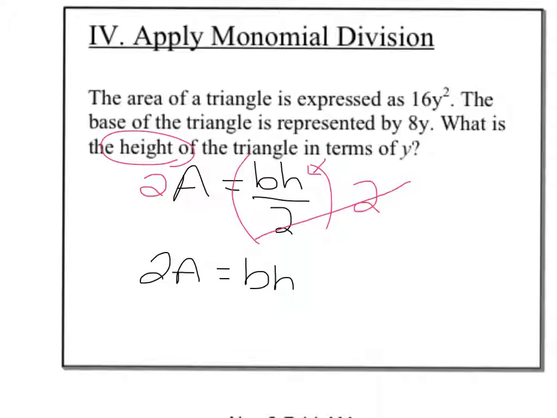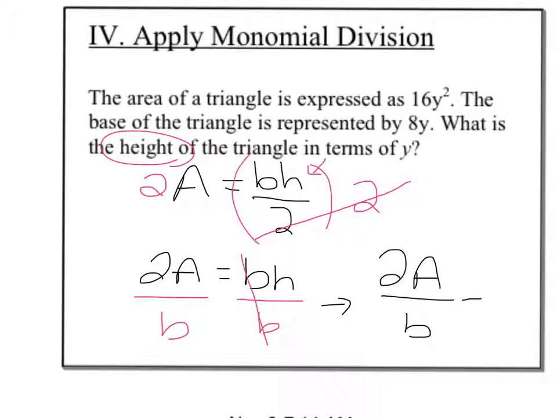Then you want, again, height by itself. So if you divide both sides by the base, those bases cancel. So your formula to solve this will be 2 times the area divided by the base equals height. This is as hard as it'll really get for these division questions for problem solving, because you just have to move the formula around and know how to do that.